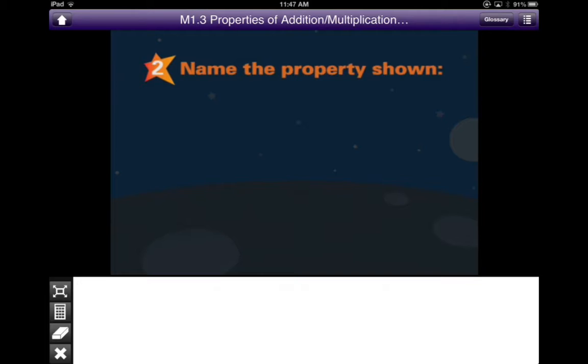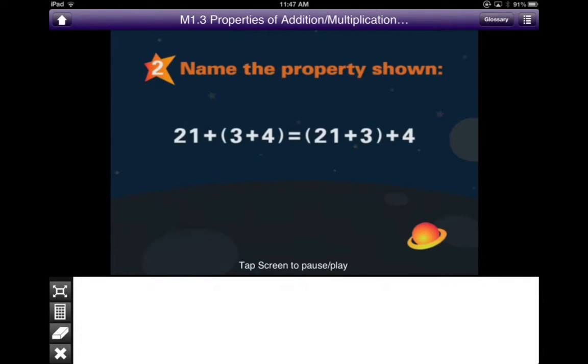In problem 2 of your lesson notes, what property is shown? 21 plus the quantity of 3 plus 4 equals the quantity of 21 plus 3 plus 4. Hopefully you can look at this and figure out what property this is. Go ahead and press pause and write down yourself in your notes what property you think this is. Please write the whole example down and the property that you think it is next to it. When you're ready, press play.